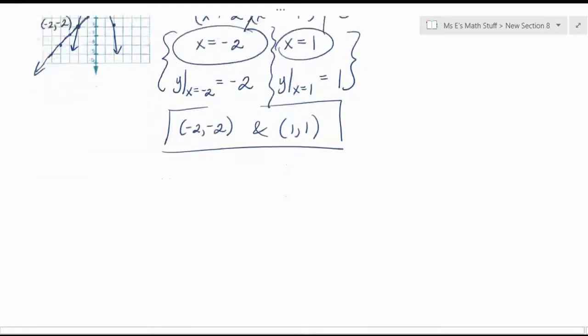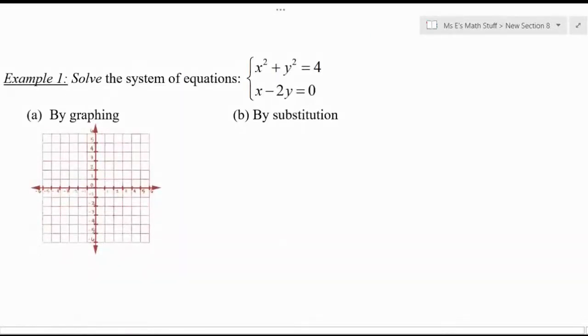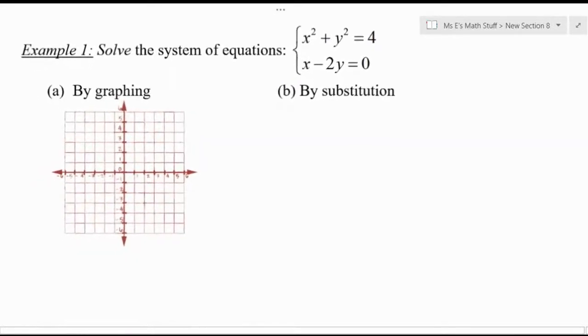All right, my friends, hopefully this makes sense. I'm guessing this is a review, but if it's not, then hopefully it's making sense.